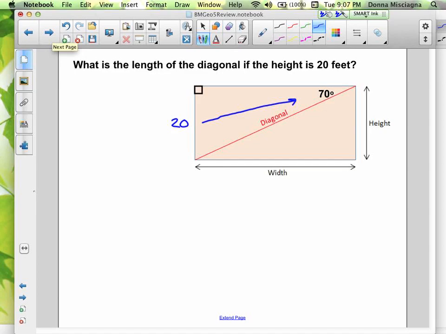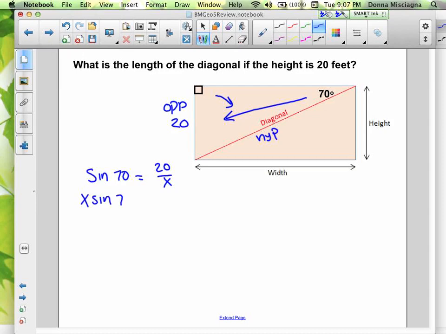Actually, I should go the other way because it's from the angle. So this side here is the opposite side. We're looking for the diagonal. The diagonal is opposite the right angle, so this is the hypotenuse. So who uses opposite and hypotenuse? That would be sine. So sine 70 equals 20 over x. Multiply both sides by x, so we have x sine 70 equals 20 over x times x. Those cancel. x sine 70 equals 20.